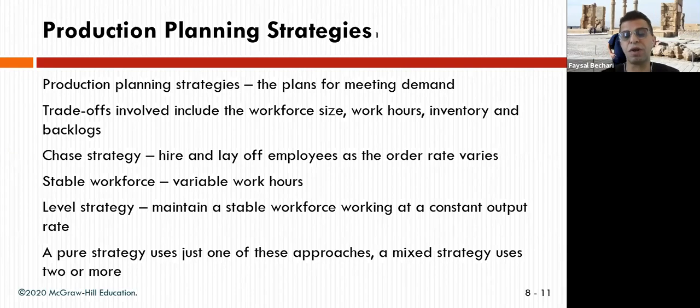So there is what you call a chase strategy, which we saw in the video: hire and lay off employees as the order rate varies. And there is a stable workforce with variable hours, you give more hours, less hours. There is a level strategy, maintaining a stable workforce at a constant output, and you have a warehouse: when the demand is down, you can have them stored, and when the demand is high, take them out of the warehouse. And then you've got what you call a pure strategy. Use just one of these approaches, or a mix of these strategies, which are the level strategy and the chase strategy. You can have a mix, or you can do one of them only.